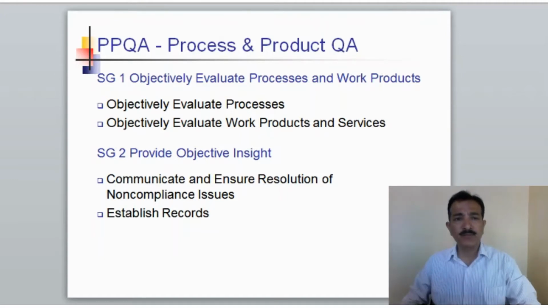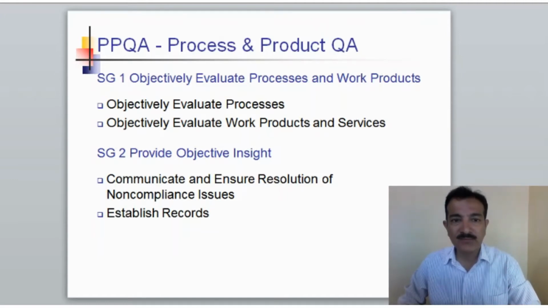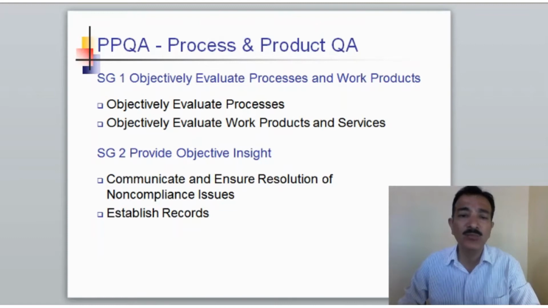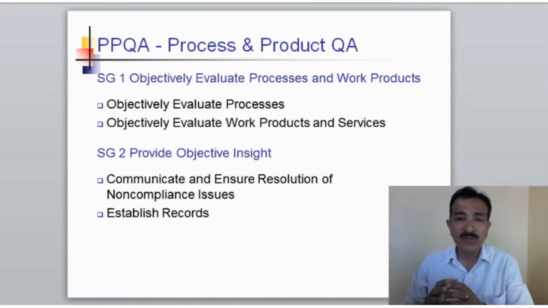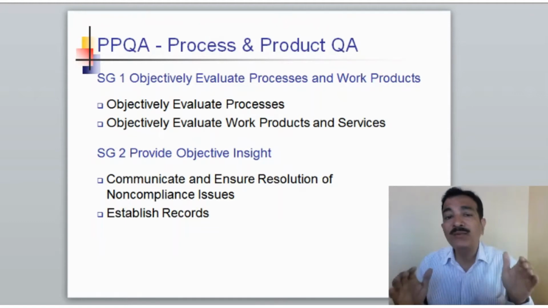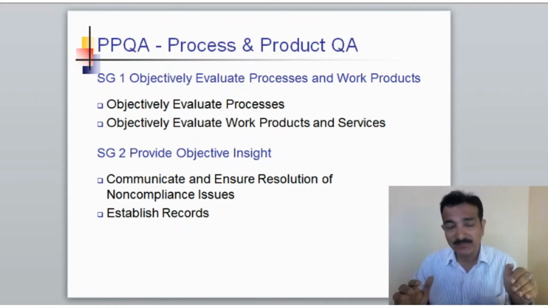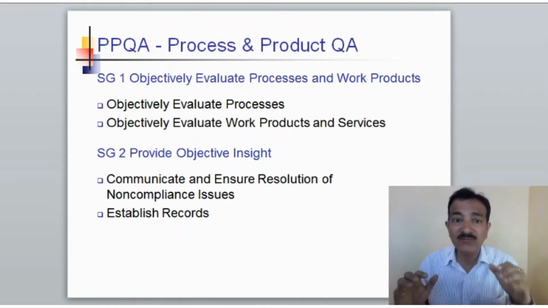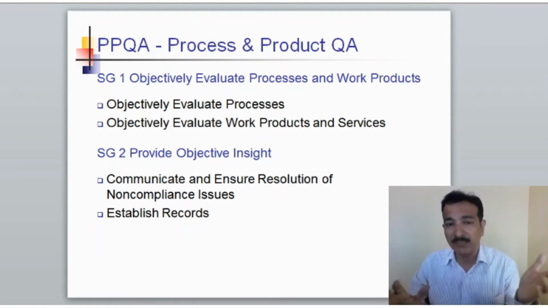The next process is process and product quality assurance. The specific goal is objectively evaluate process and work products. So you will evaluate the process basically. So objectively evaluate, objectively means unbiased.